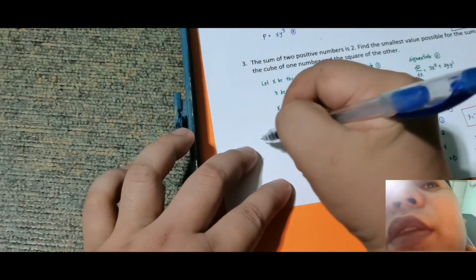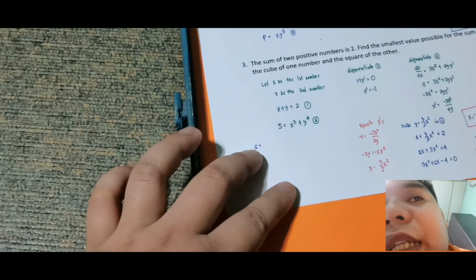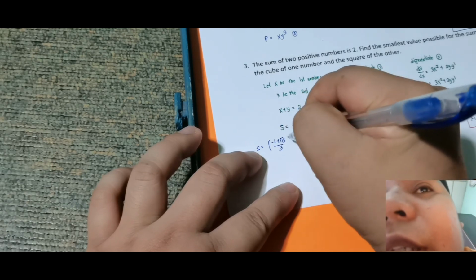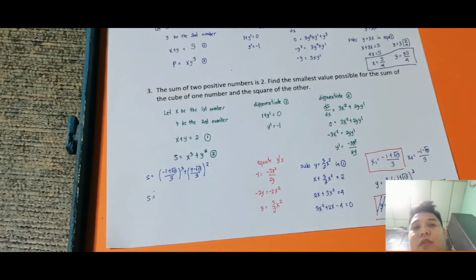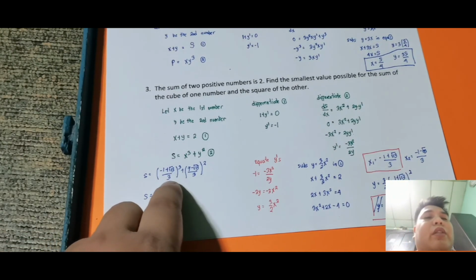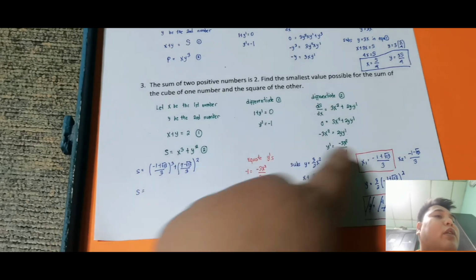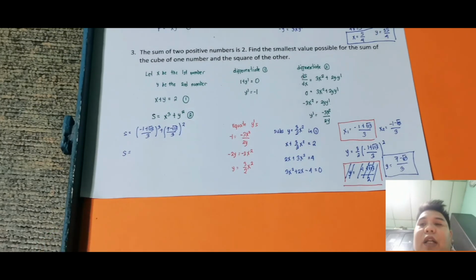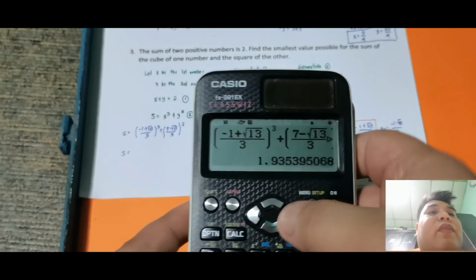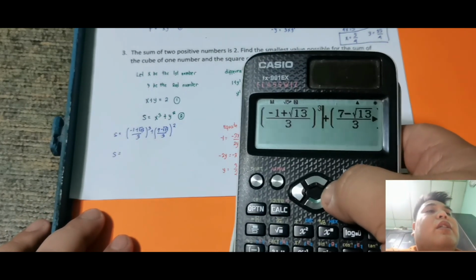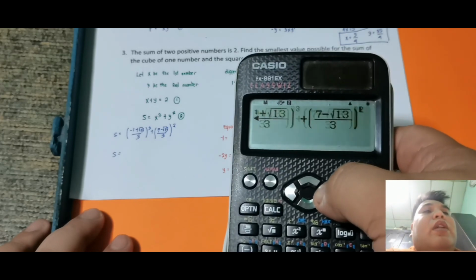So we have S is equal to x cubed. So this is negative 1 plus square root of 13 over 3 raised sa 3. Okay, so again, ulitin ko lang. So S is equal to negative 1 plus square root of 13 over 3 raised sa 3. Kasi x cube yun. Yun yung x natin. Okay, so next is 7 minus square root of 13 over 3 raised sa 2. Tapos ikakalculate ni sir. So that is negative 1 plus square root of 13 over 3 raised sa 3. Okay, so tama naman. Then plus 7 minus square root of 13 over 3 raised sa 2.